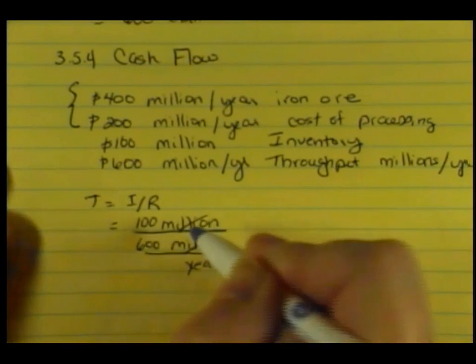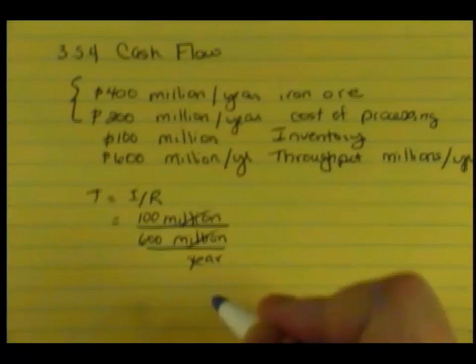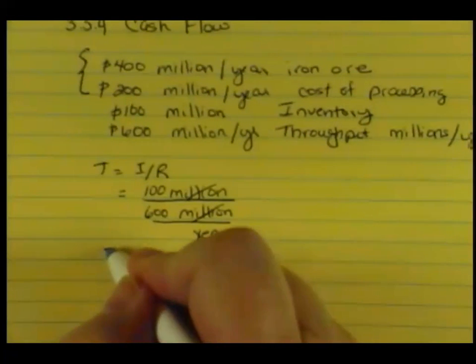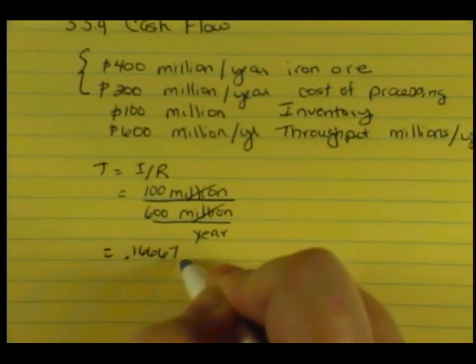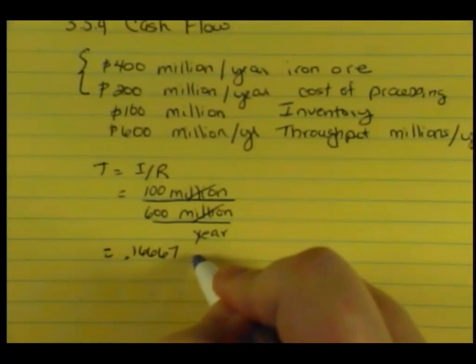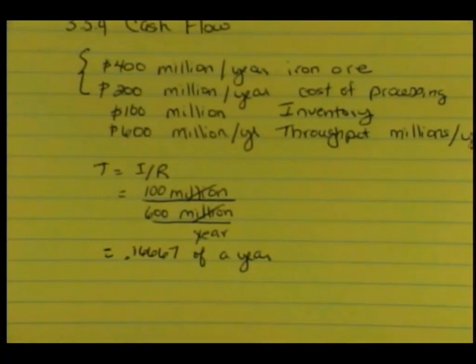So I cancel that out, and I do 100 million divided by 600 million is equal to 0.16667, you can keep going, of a year. Okay, but how many of us does that make a lot of practical sense to? I mean, if I talk to you about 0.167 of a year, does that really have meaning? So a lot of times we want to convert it to something that has a little bit more meaning.